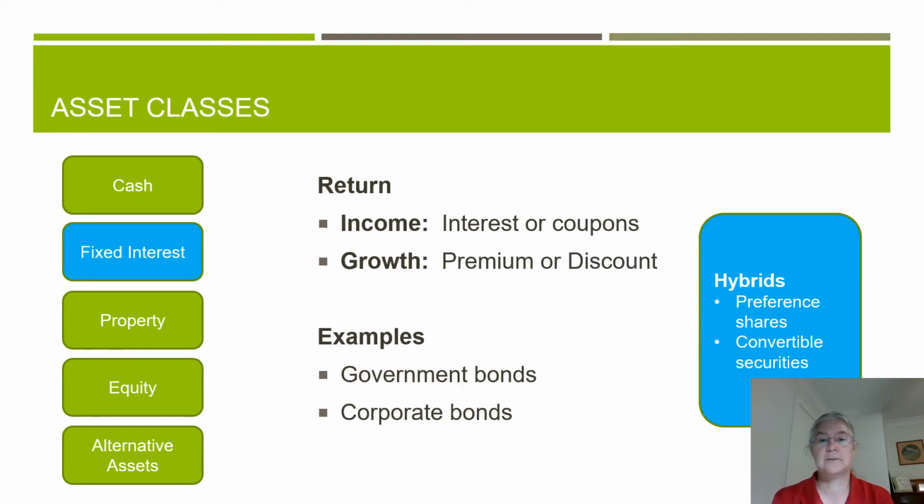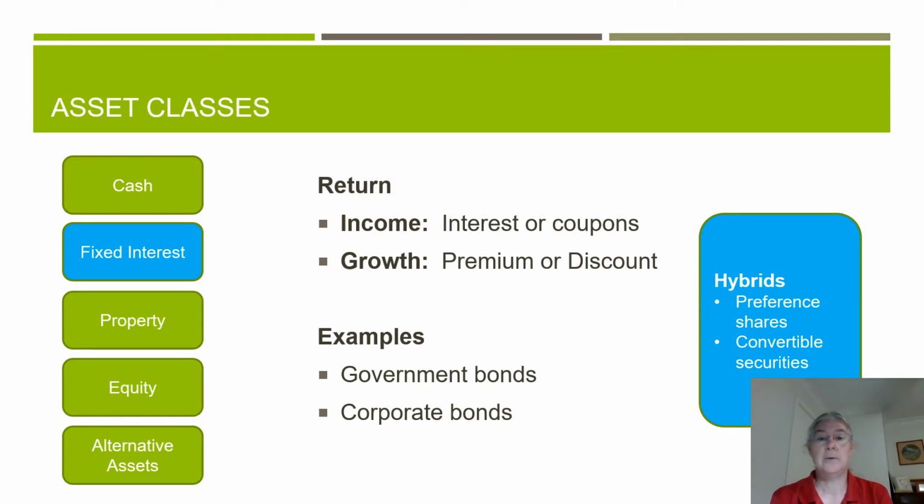So the next one is fixed interest. Now it's got that word interest in, so it can confuse people. But what you need to think about with fixed interest is this is all about bonds. So government bonds or corporate bonds. The government often sells bonds as a way of raising money. But also this does happen with corporates. So they also may sell bonds as a way of raising money, and people can buy them as an investment.